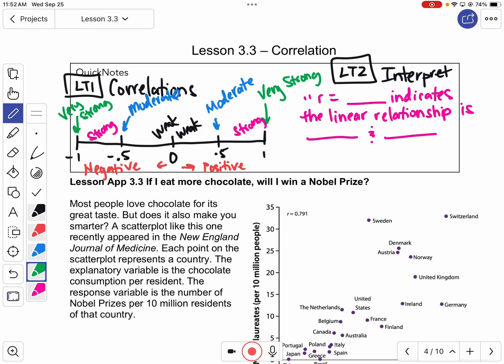In one of those blanks, we're going to put the direction. Is it positive or negative? And in the other blank, we're going to put the strength. So those are the two words that we're going to use, positive or negative, strong, very strong, moderate, weak. Really no different than what we did yesterday, except we're going to look at a numerical value instead of just a graph. So if they ask you to interpret, this is kind of the two words that we're going to use. That R value is going to tell me if my linear relationship is positive or negative. That's my direction. And then is it strong, moderate, weak, or very strong?